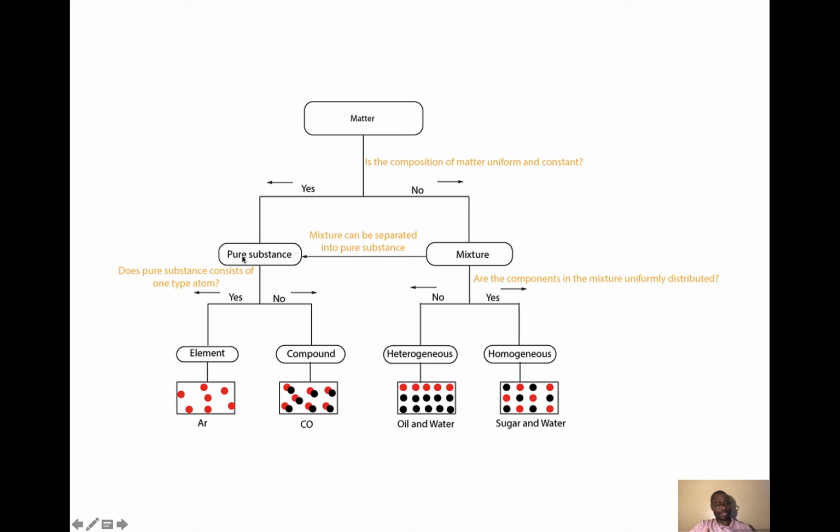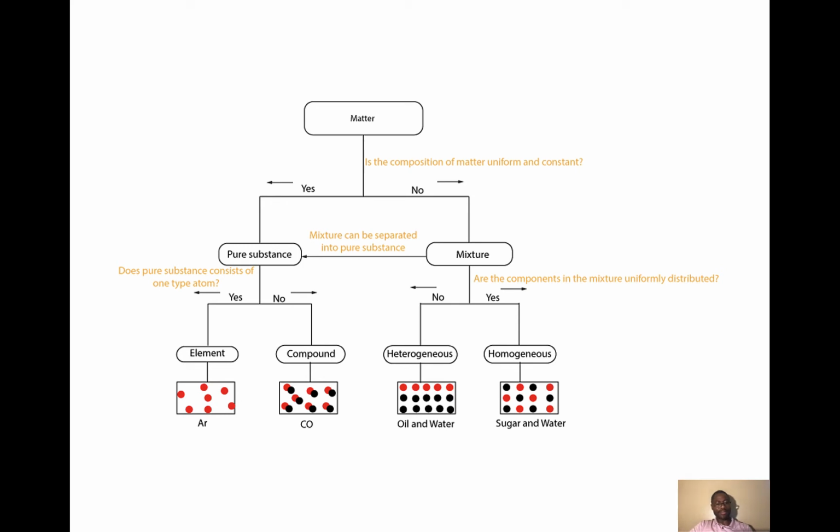Once you have a pure substance, it can either be an element or a compound. If the pure substance is an element, then it consists of the same type of atoms. If you're looking at argon, argon consists of the same type of atoms. So the element argon is a collection of what? Argon atoms. That makes it a pure substance.